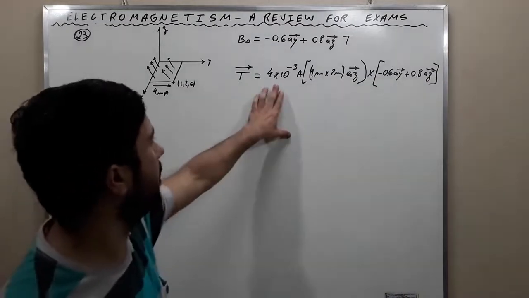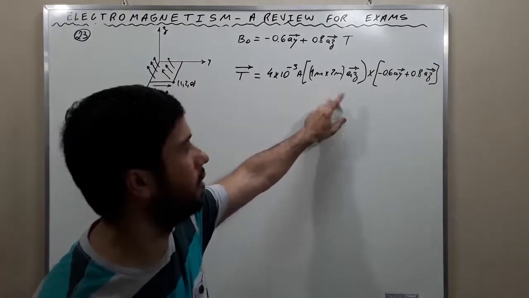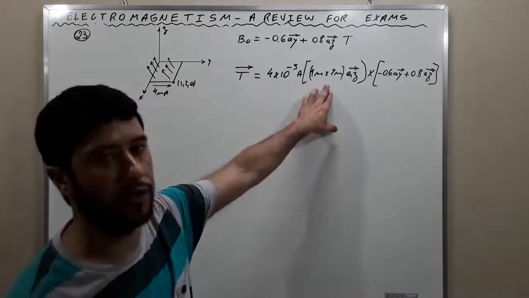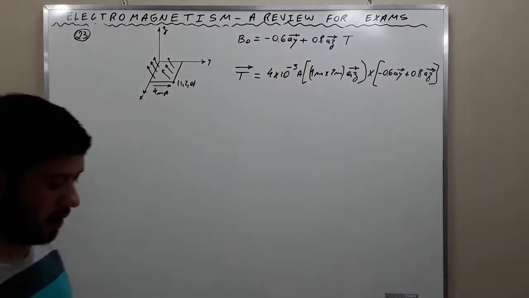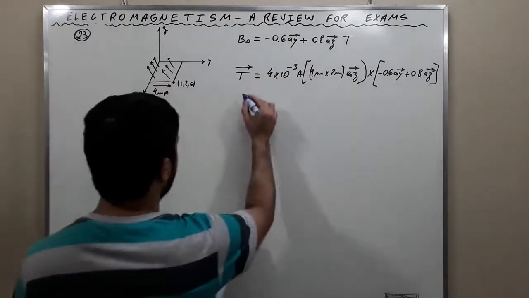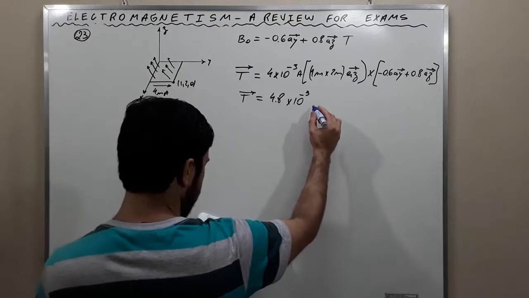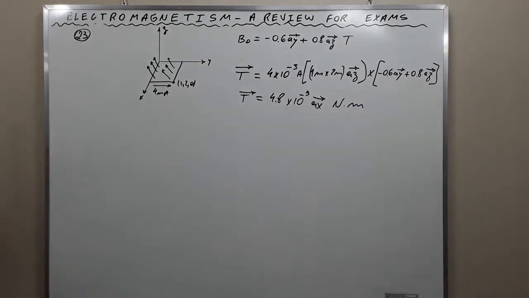The torque can be calculated as the current times the surface area, but this surface area has a direction. It is not simply a number that represents the surface area. It has the az direction, in a cross product with this field. And if we develop this, we can find that the torque is equal to 4.8 times 10 to the negative 3 in the ax direction, newton meters. The torque will be in the positive x direction, and this is all for exercise 23. Let's go to exercise 24.